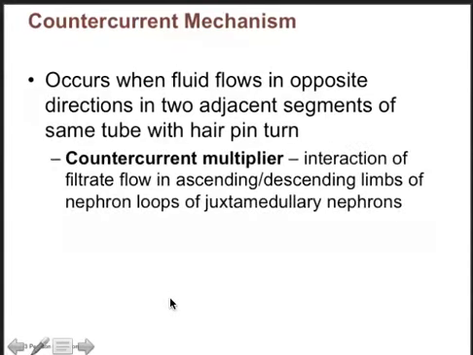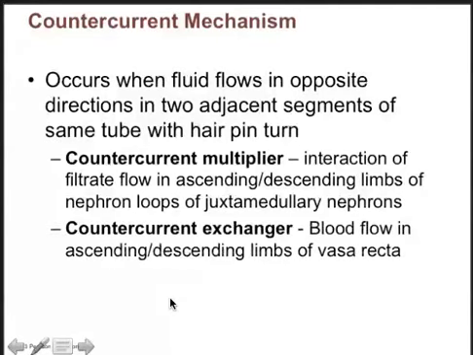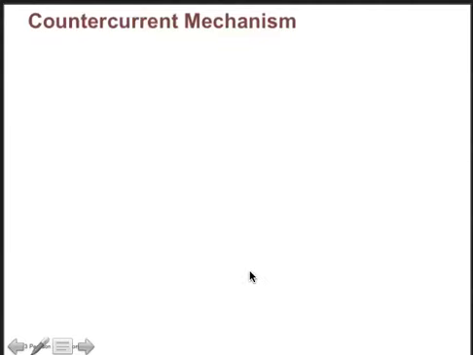The countercurrent multiplier is the interaction of the filtrate flow in the ascending or descending limbs of the nephron loops of juxtamedullary nephrons, which, as you recall, make up about 15% of all the nephrons in the kidney, but they're important because they are what control the fluid balance, and also, by extension, they are what set up the concentration gradient in the kidney. The countercurrent exchanger is blood flow in the ascending or descending limbs of the vasa recta, and again, this is going to be opposite the direction of flow of the filtrate in the nephron.